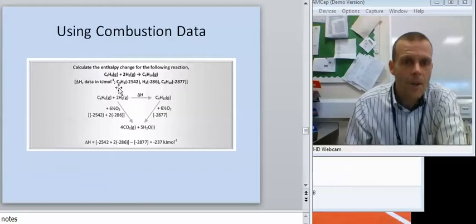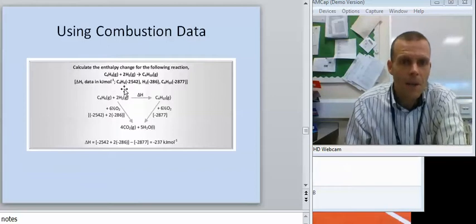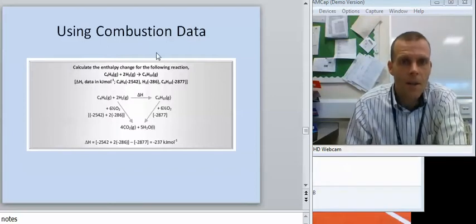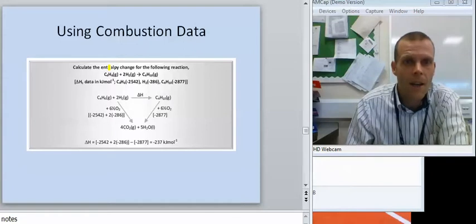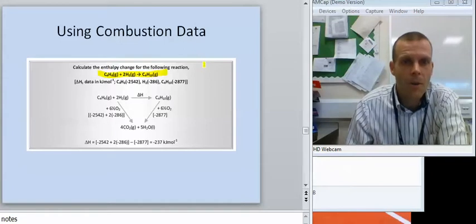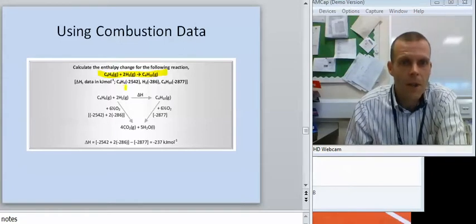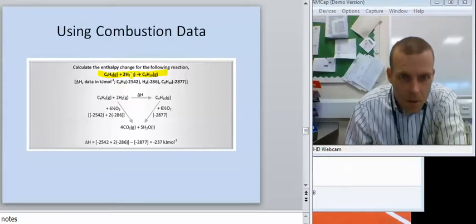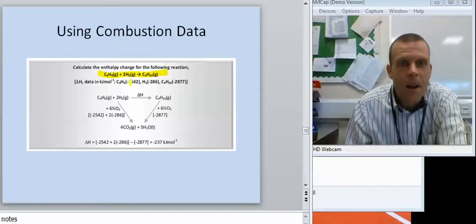So let's say in a question we've been given enthalpy of combustion data. This is our target equation here. We're interested in finding the enthalpy change of that process, and we've been told these enthalpies of combustion: benzene, or whatever it is, hydrogen, and this compound here, butane.